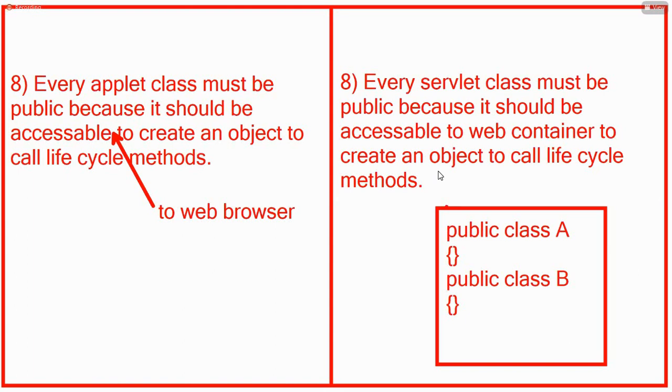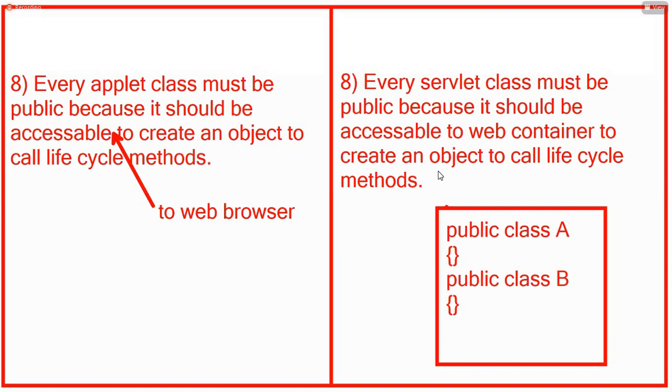That's why every Servlet program requires a public class. If you write public, your class is accessible to the web container. Then what will the web container do? It creates the object. We are not creating the object. The server is going to create it. After creating, lifecycle methods are called.